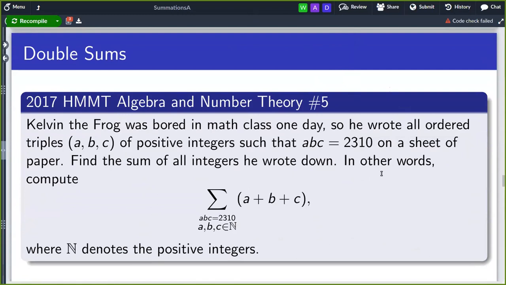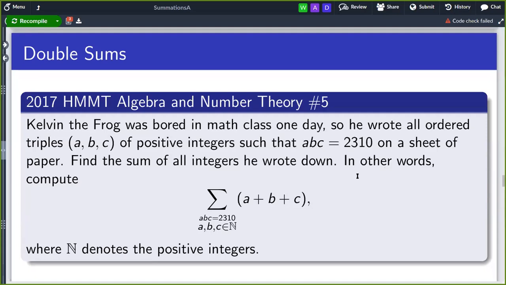Yes, 2,310 is 2 times 3 times 5 times 7 times 11. We won't actually need this fact until the very end. The first part of the solution deals with the sum instead of 2,310 specifically. Yeah, so we can write this as 3 times the sum of A.